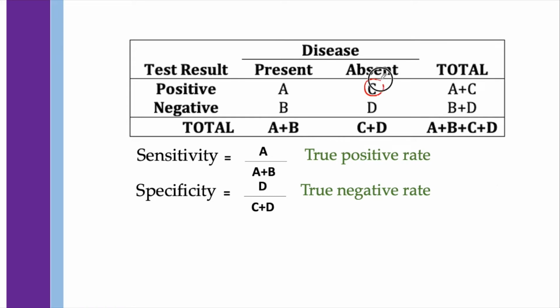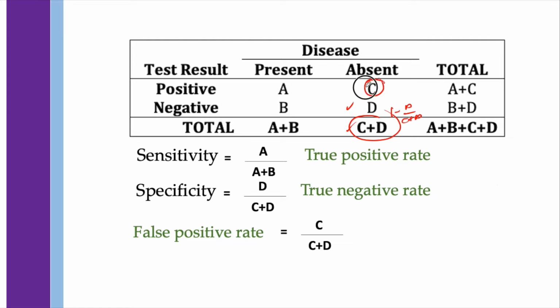Now C here is the number of false positives, and dividing it by C plus D will give us the false positive rate. And since D over C plus D is the specificity, then subtracting it from 1 will give us C over C plus D. Meaning, C over C plus D is 1 minus specificity.